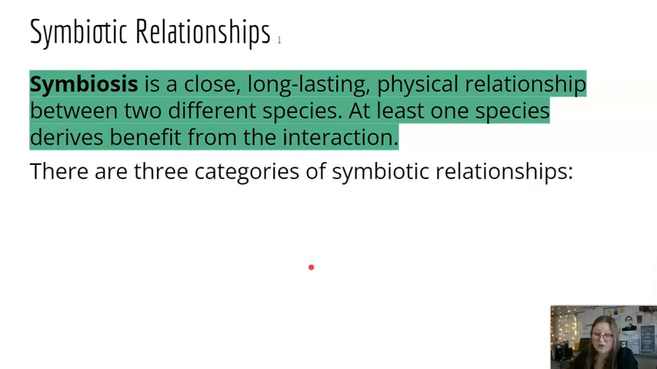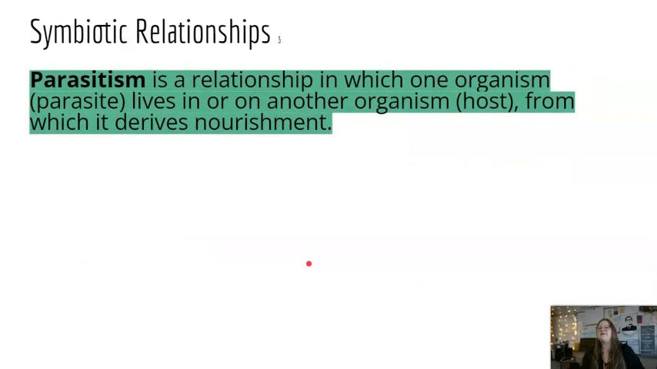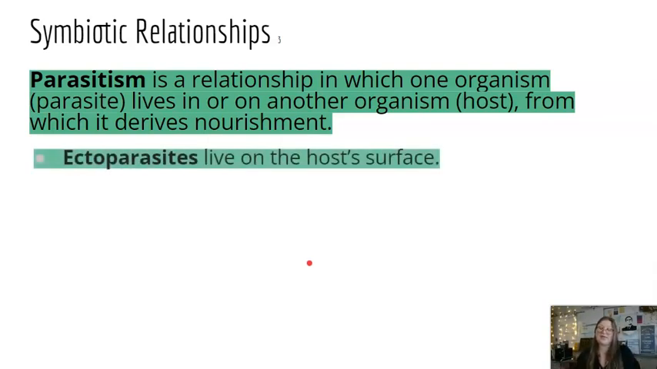There are three categories of symbiotic relationships: parasitism, commensalism, and mutualism. Parasitism is a relationship in which one organism, the parasite, lives in or on another organism, the host, from which it derives nourishment. So that parasite is taking nutrients from its host. Now there are two types of parasites we're going to talk about.